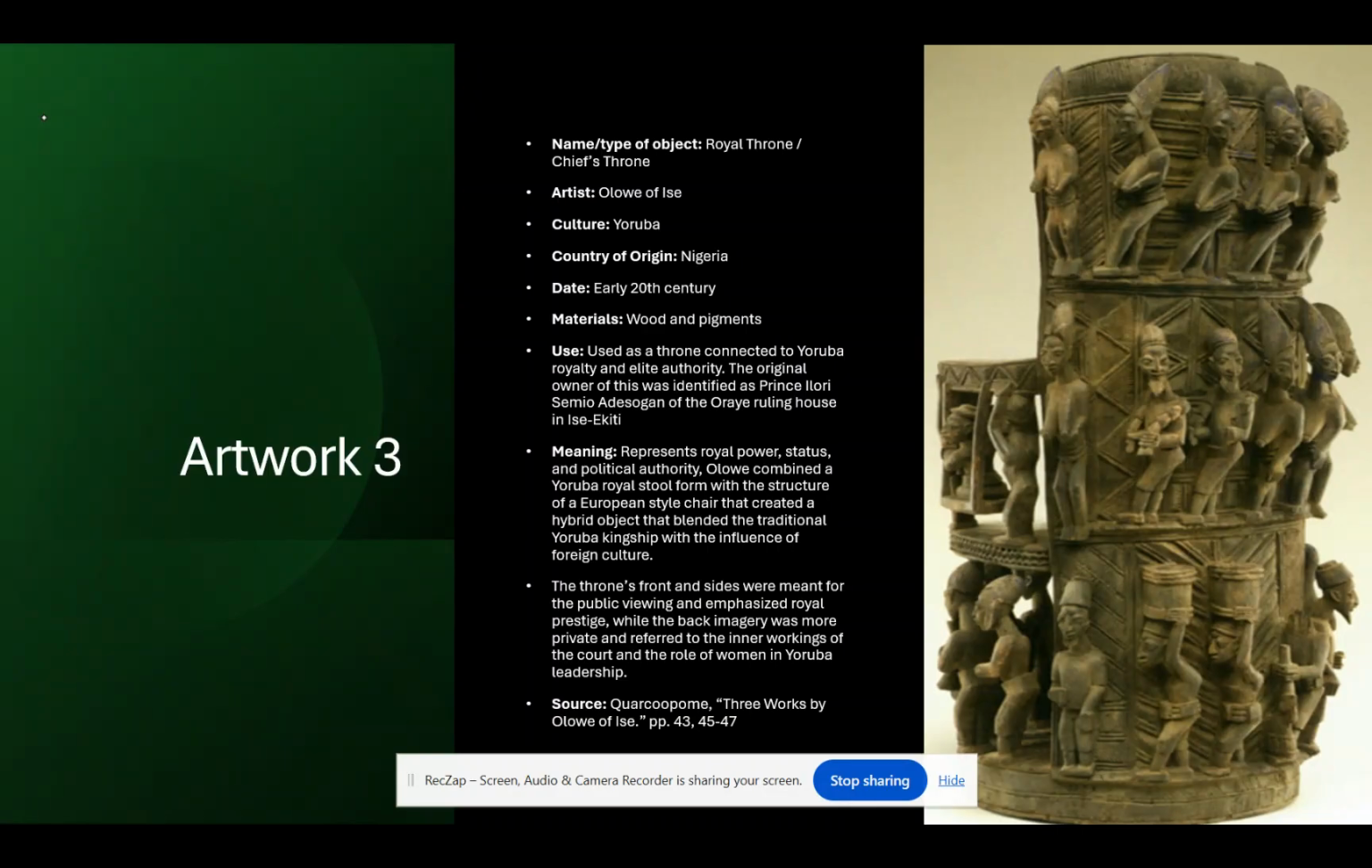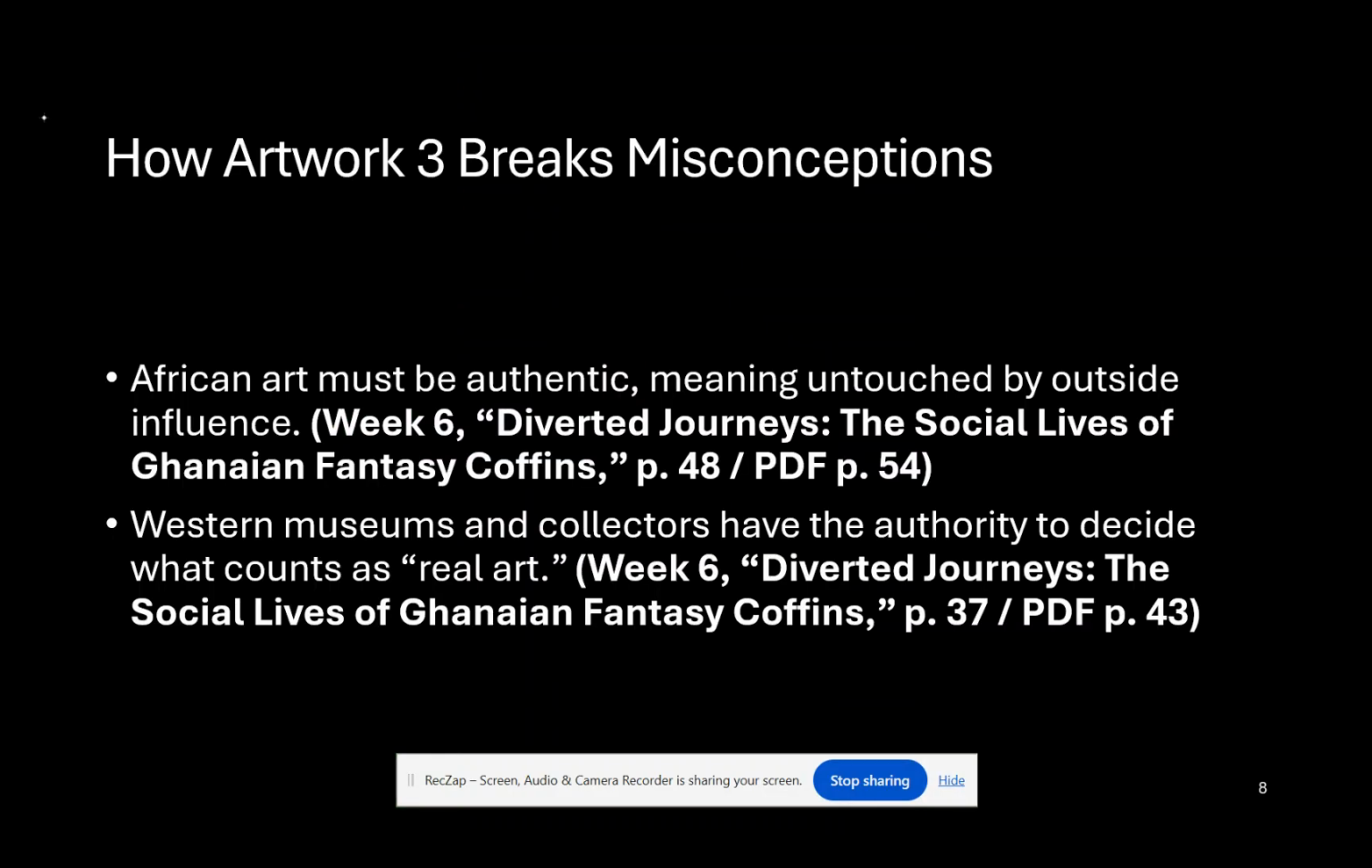The artwork directly challenges the final two misconceptions which we would be exploring. The first misconception is that African art must be authentic, meaning it can't be touched by outside influence. And the second misconception is that Western museums and collectors have the authority to decide what counts as real art. The throne breaks the first misconception because it shows that outside influence does not automatically destroy authenticity.